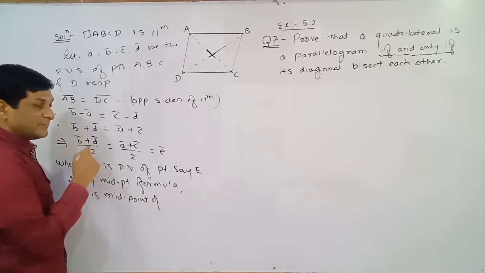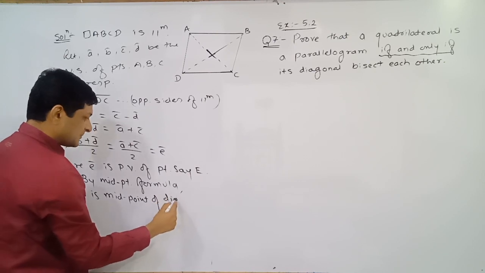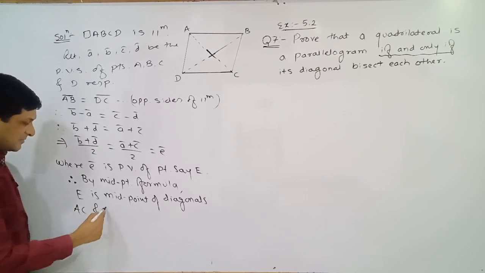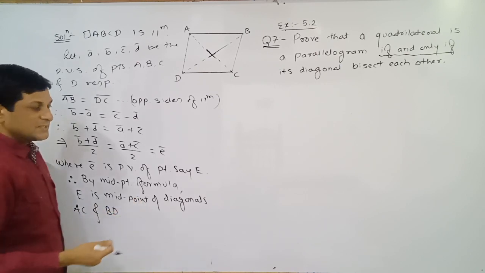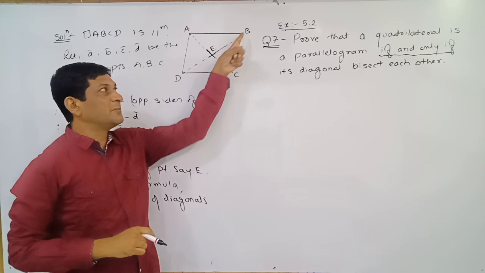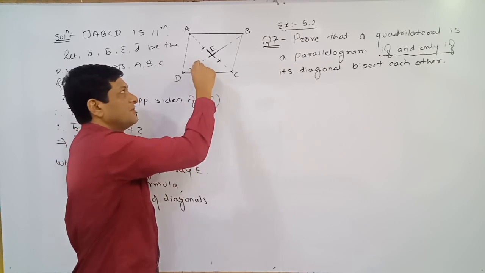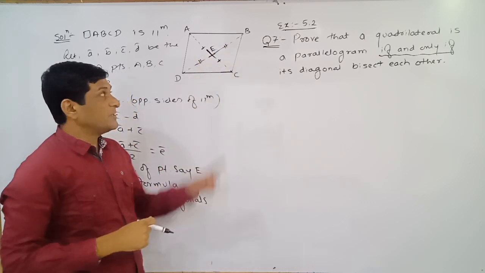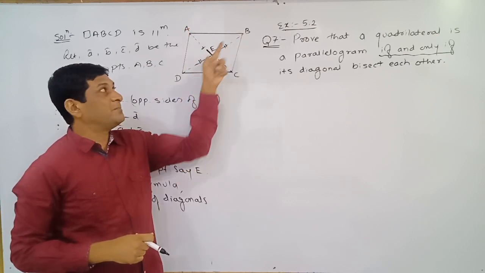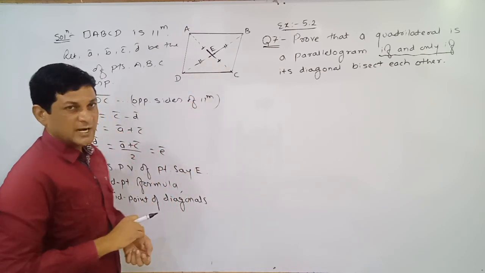So E is the midpoint of AC and BD. But what are AC and BD? AC and BD are nothing but the diagonals. From this result, what is our conclusion? E is the midpoint of AC and E is also the midpoint of BD. At this midpoint the diagonal gets divided into equal parts, isn't it? It means at point E, AC bisects BD, and BD bisects AC. So we can say that the diagonals AC and BD bisect each other at point E.